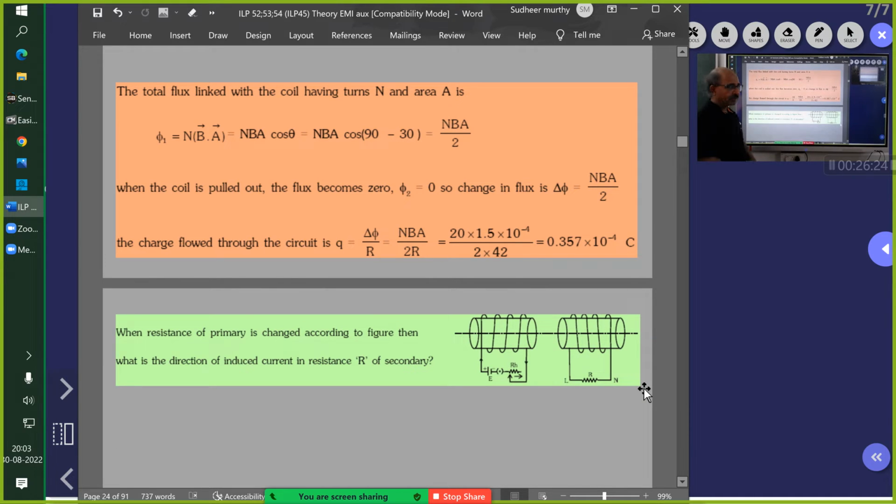Got it? Yes, sir. So, what is the direction of the induced current in the resistance? It will go from L to N. That is the answer. I hope you got it.